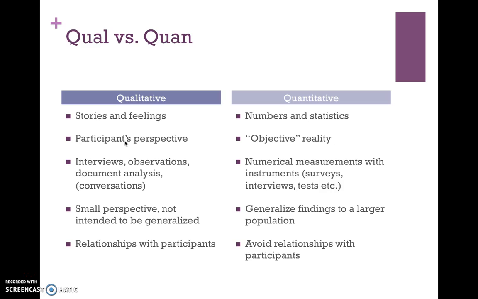Qualitative has a small perspective, and it's not generally intended to be generalized. It's not the kind of study that says everyone should do this. Whereas with quantitative, you're trying to generalize your findings to a larger population. And then finally, qualitative has an emphasis on relationships with participants, right? There's a lot of talk, and you'll be reading about this, about what your relationship is with the participants in the interview. Are you part of their group? Are you not? Are you an observing outsider? And so forth. Whereas with quantitative, you avoid relationships with participants to help support objectivity.